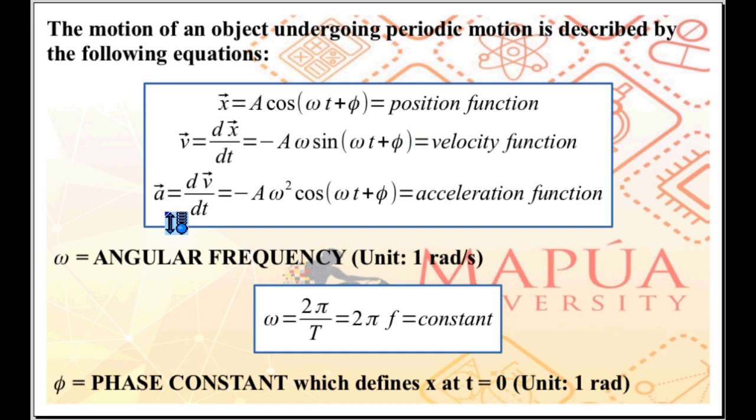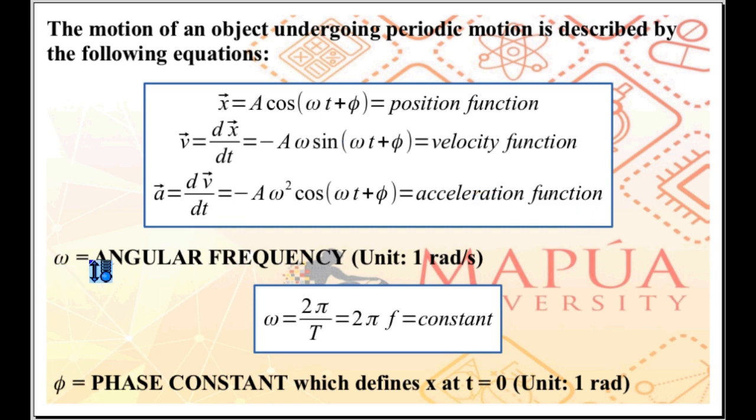And acceleration is the rate of change of velocity with respect to time. So differentiating the equation of velocity with respect to time, we get negative A omega squared cosine of omega t plus phi. Position function, velocity function, and acceleration function.